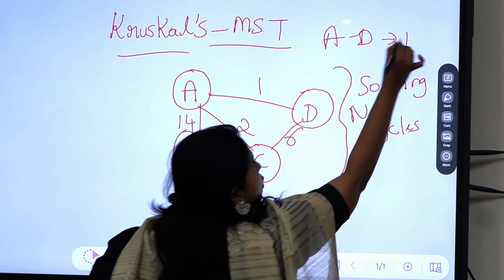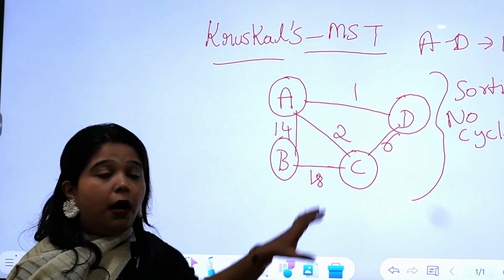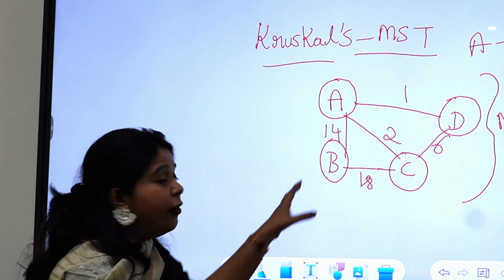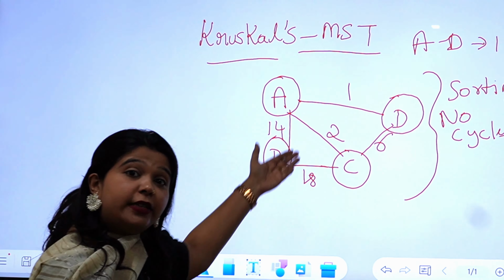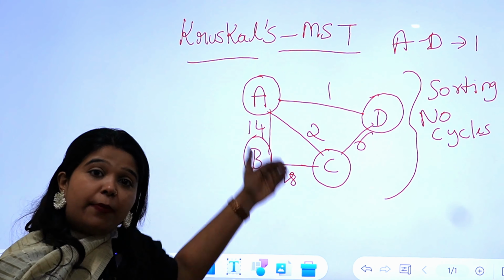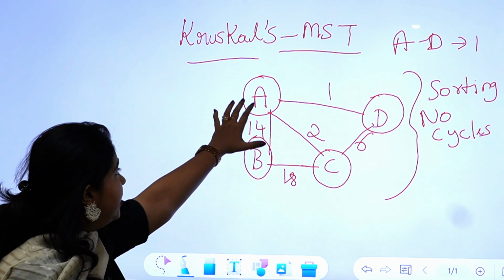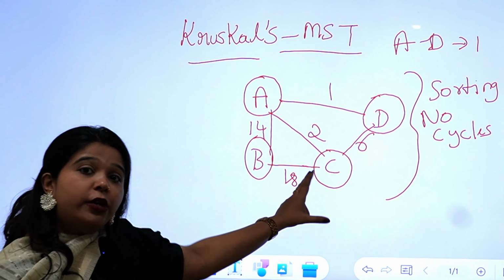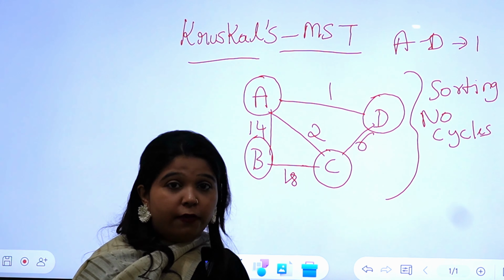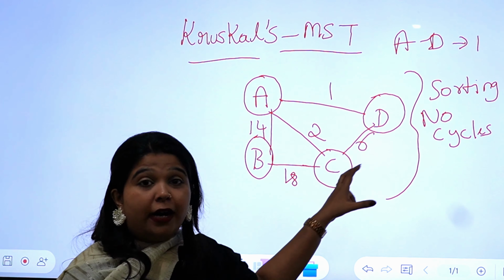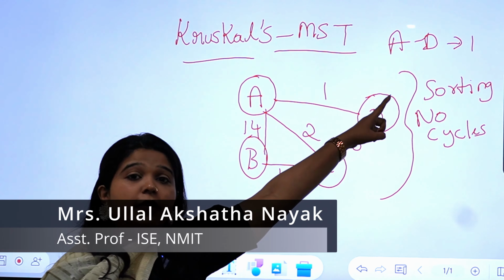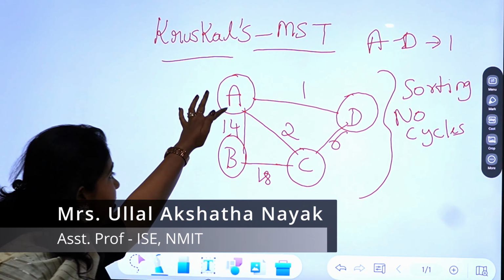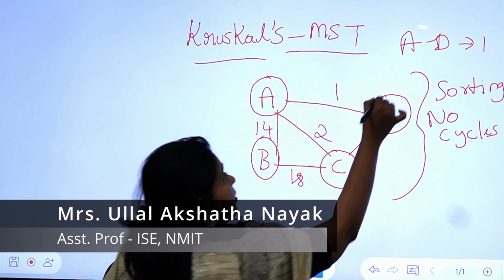which is 1, the least among all. Next again we would check which is the other edge which is comparatively smaller. In this example we can say from A to C. There is one more condition which we need to check, which is that it should not form a cycle. We've already considered A to D. Next we'll consider A to C.